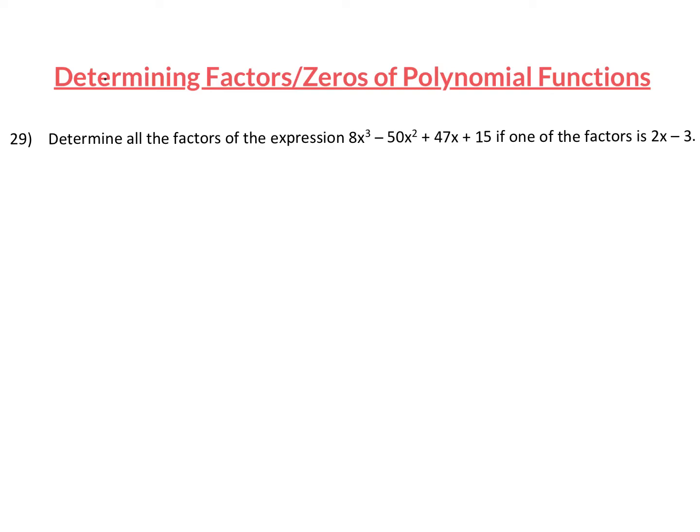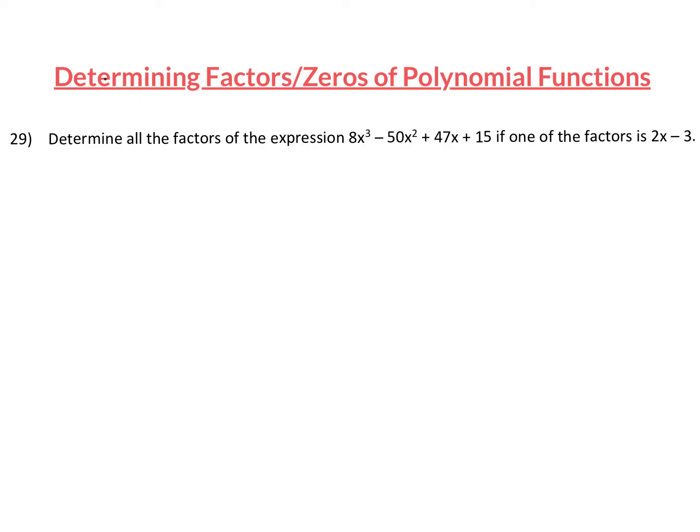So here we're going to be talking about determining factors and zeros of polynomial functions. Okay, so take a look at number 29. It says, determine all the factors of this expression if one of the factors is 2x minus 3.